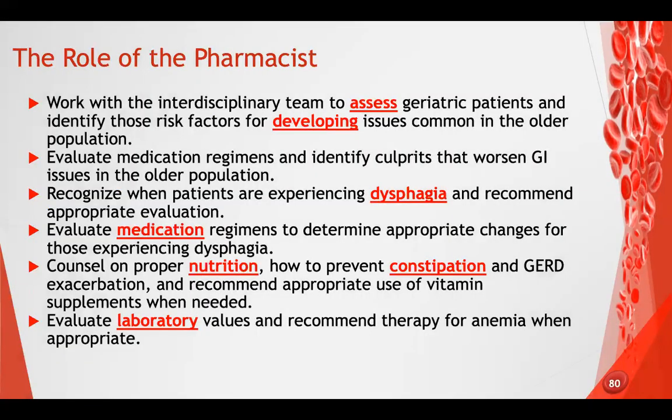And the role of the pharmacist is, of course, to work with the interdisciplinary team to assess geriatric patients and identify those who are at risk for developing some of these issues that are more common in the older population, evaluate medication regimens to identify anything that might worsen GI issues in our older population, recognize when patients are experiencing dysphagia and recommend appropriate evaluation, evaluate medication regimens to determine appropriate changes for those with difficulty swallowing, counsel on proper nutrition and how to prevent constipation and GERD exacerbation, recommend appropriate use of vitamin supplements when needed, and evaluate laboratory values and recommend therapy for anemia when appropriate.